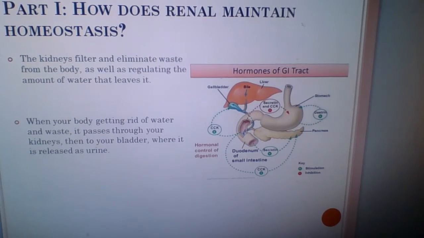And the second slide of the renal part is that the kidneys filter and eliminate waste from the body, as well as regulating the amount of water that leaves it. When your body gets rid of water and waste, it passes through your kidneys, then to your bladder, where it is released as urine.